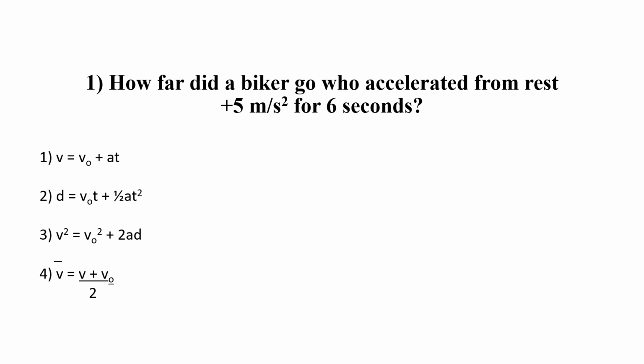Okay, our 4 kinematic equations are on the side of the screen. Equations 1, 2, 3, and 4. And I will always keep the order the same. I will never switch that out. It is always going to be in that order. So if I say equation 2, I'm always going to be referring to d equals v naught t plus 1/2 at squared.